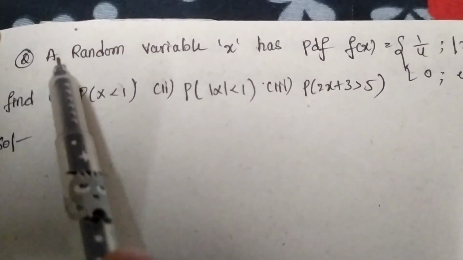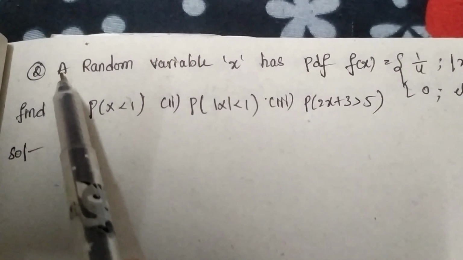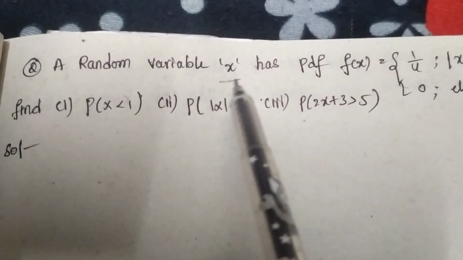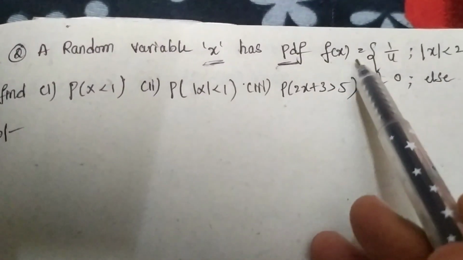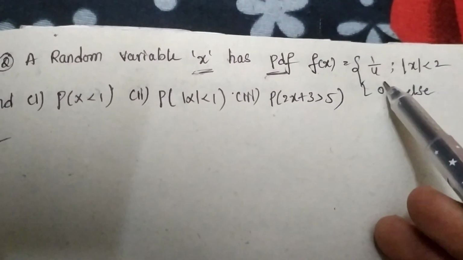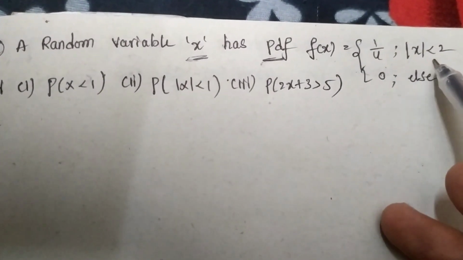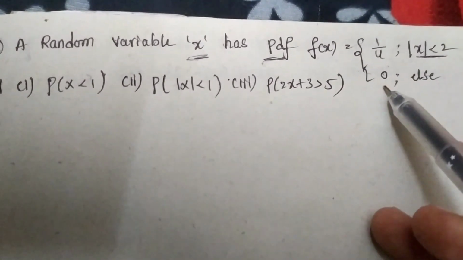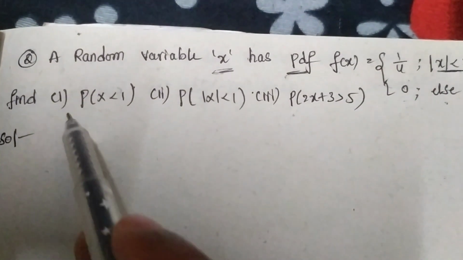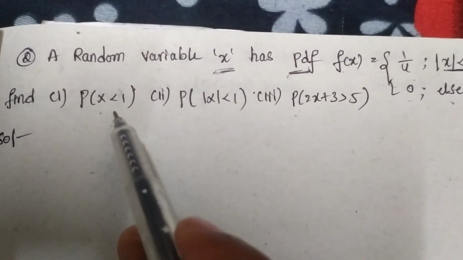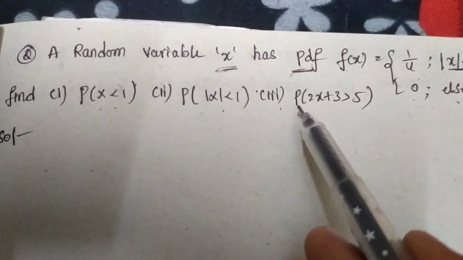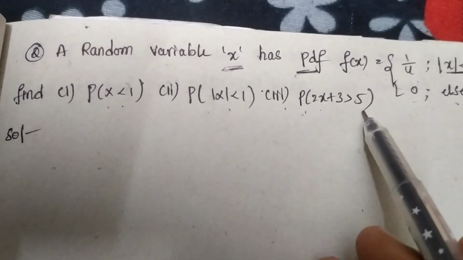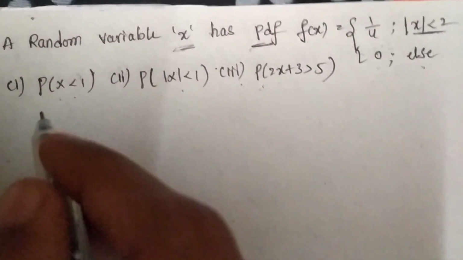Let us consider an example problem. The question says a random variable x has probability density function small f of x equals 1 by 4 for mod x less than 2 and 0 otherwise. We have to find the probability of x less than 1, the probability of mod x less than 1, and third, the probability of 2x plus 3 greater than 5. Let us start the problem.